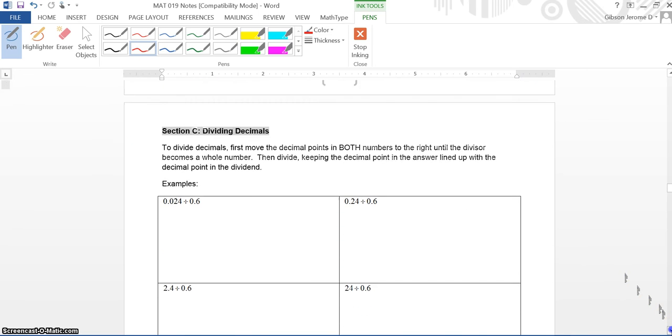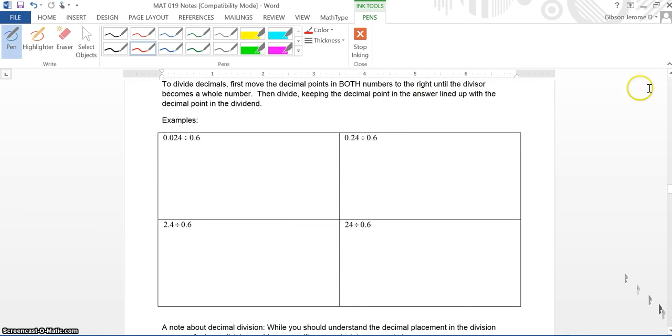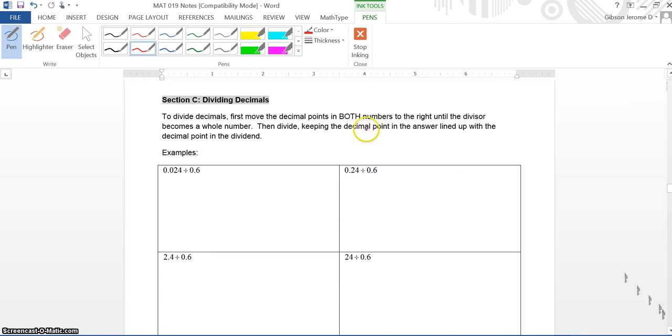Now we come here to section C, dividing decimals. It says here to divide decimals, first move the decimal points in both numbers to the right until the divisor becomes a whole number. Then divide, keeping the decimal point in the answer lined up with the decimal point in the dividend. So let's put this in practice.